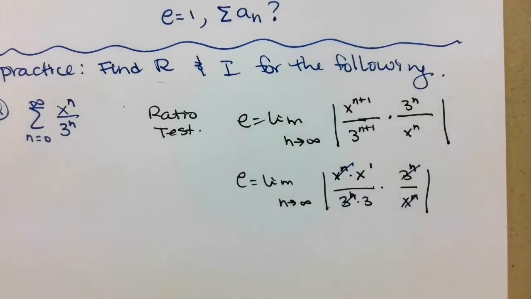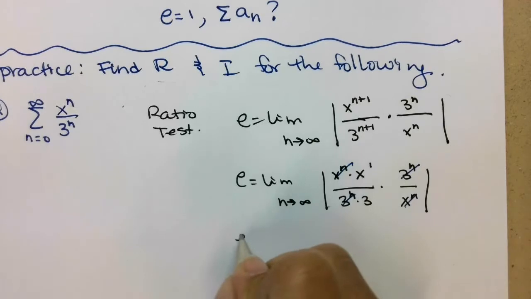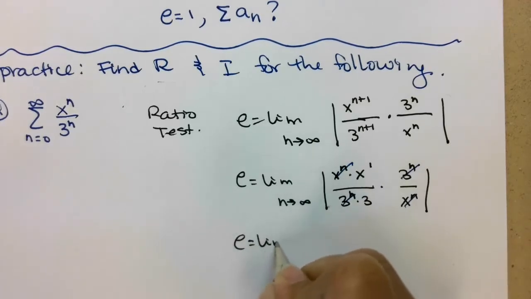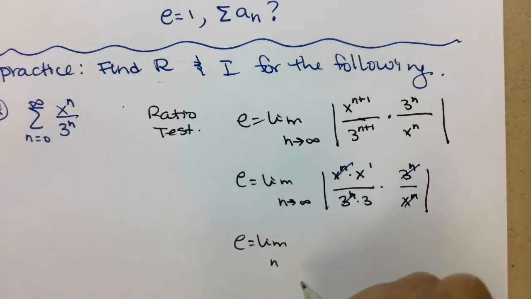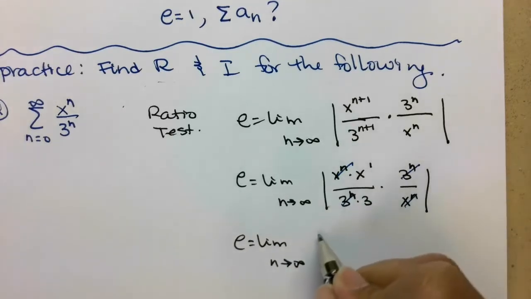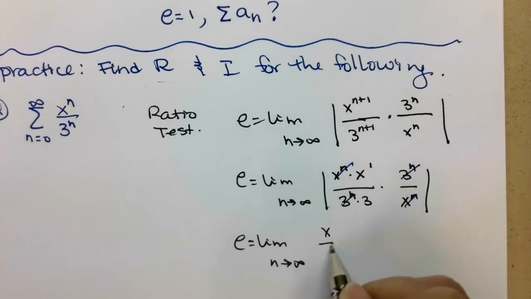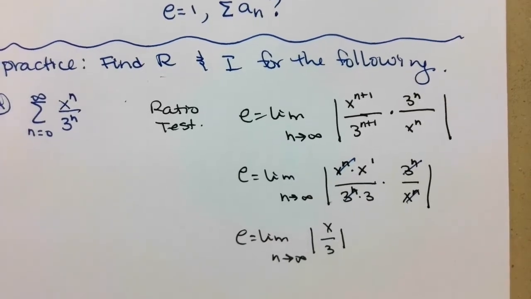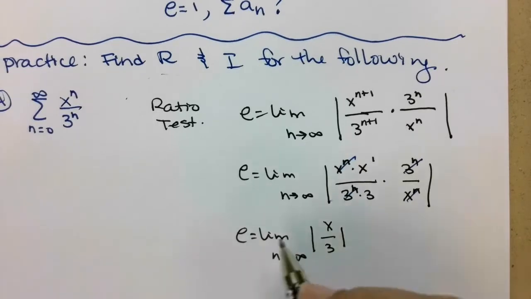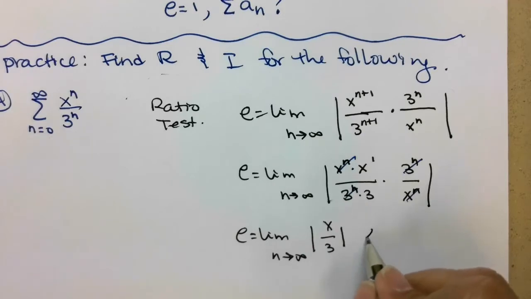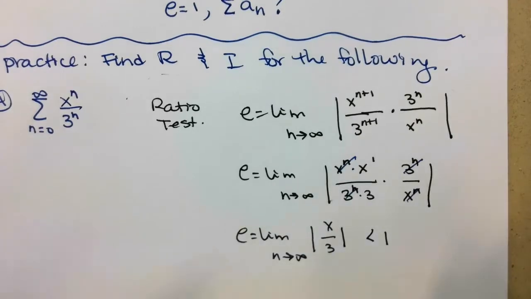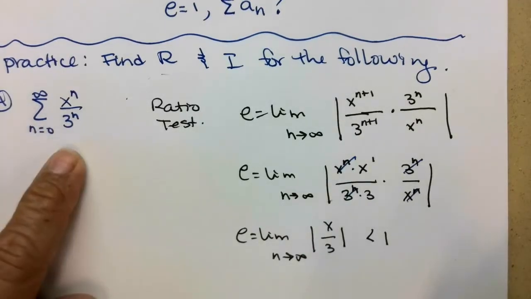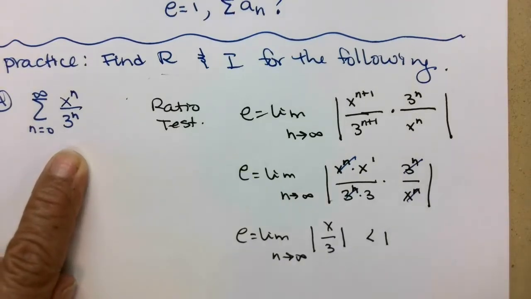We're getting closer, so I'm going to write one more time. The limit as n gets big. So what do I have left? I have x over 3. Now let's think about what the ratio test tells us. It tells us that as long as this limit is less than 1, then my series converges.